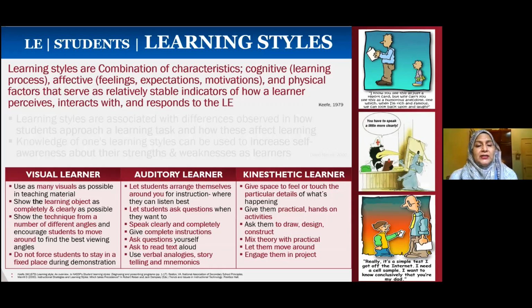For the auditory learners, let students arrange themselves around you in their own way, so that if they are hard of hearing or they want to listen more properly, then let them be closer to you than the students who are the more visual type of learners. Let students ask questions, speak clearly and completely, give complete instructions, ask them to read the text aloud, use verbal analogies, storytelling, or mnemonics. There are many ways in which you can help the auditory learners.